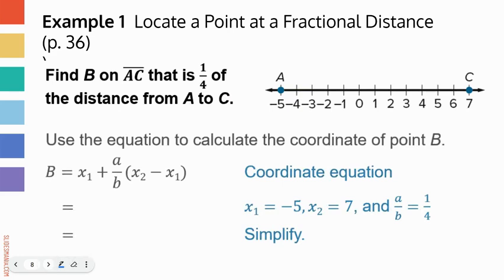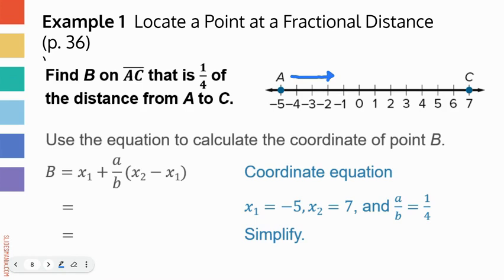Okay, example 1, we want to locate a point at a fractional distance. This is on page 36. We want to find point B on segment AC that is 1/4 of the distance from A to C. So somewhere on here, a fourth of the way. We can estimate a fourth of the way if we partition it into 4 different segments. So a fourth of the way is going to be close to point A.